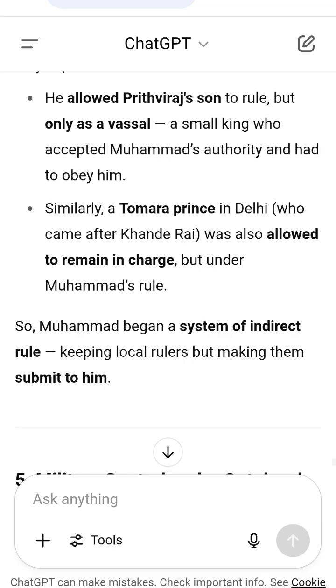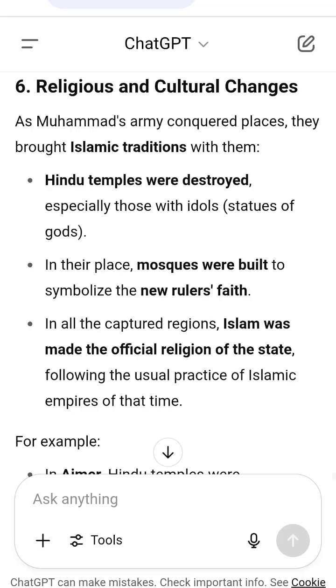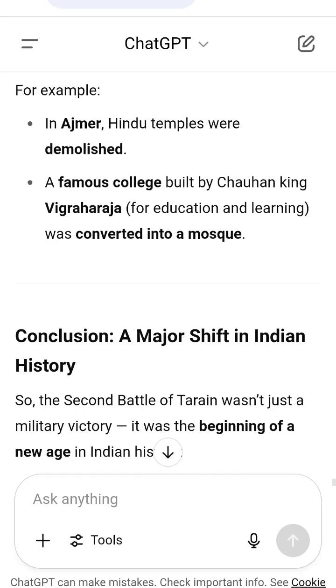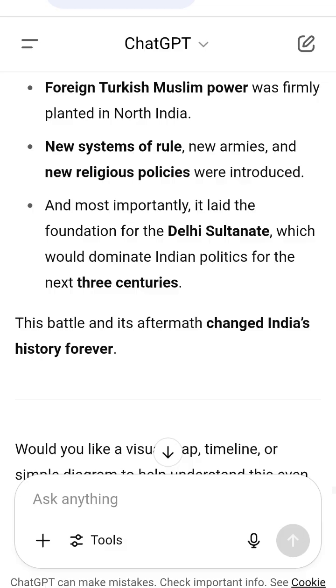Conclusion: a major shift in Indian history. So the Second Battle of Tarain wasn't just a military victory. It was the beginning of a new age in Indian history. A strong Hindu dynasty, the Chauhans, was destroyed. Foreign Turkish Muslim power was firmly planted in North India. New systems of rule, new armies, and new religious policies were introduced. And most importantly, it laid the foundation for the Delhi Sultanate, which would dominate Indian politics for the next 3 centuries. This battle and its aftermath changed India's history forever.